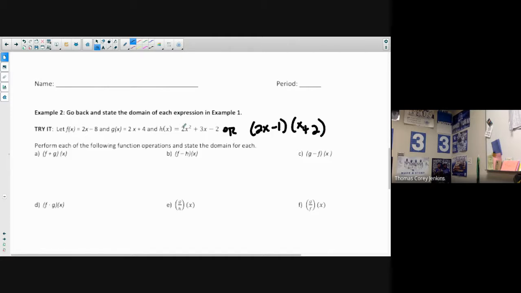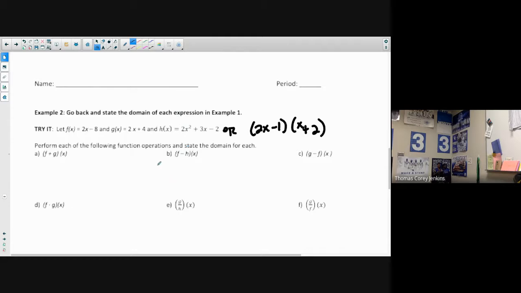And remember on these, where the lead coefficient's not 1, you're trying to factor by grouping there. All right. Okay, so let's look at B. It says f of x minus h of x. All right, f of x minus h of x.